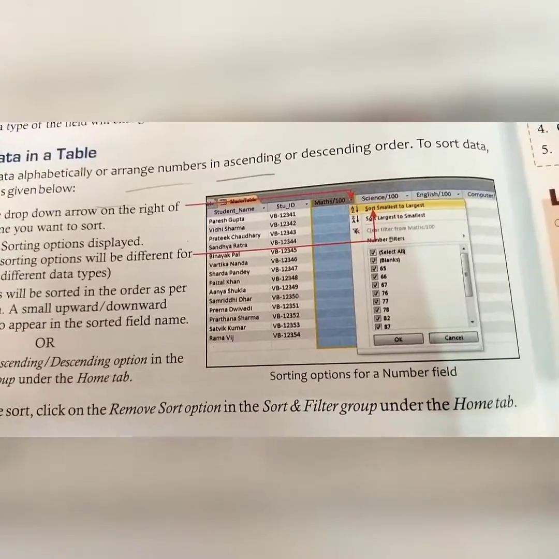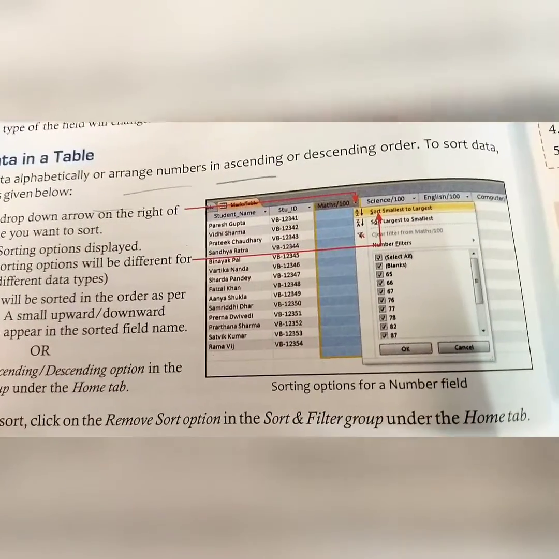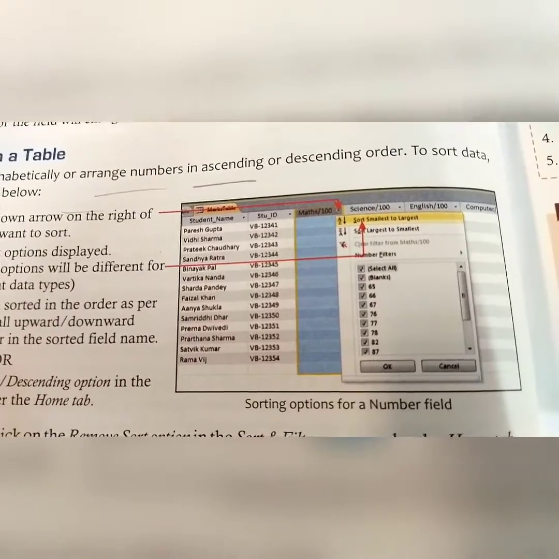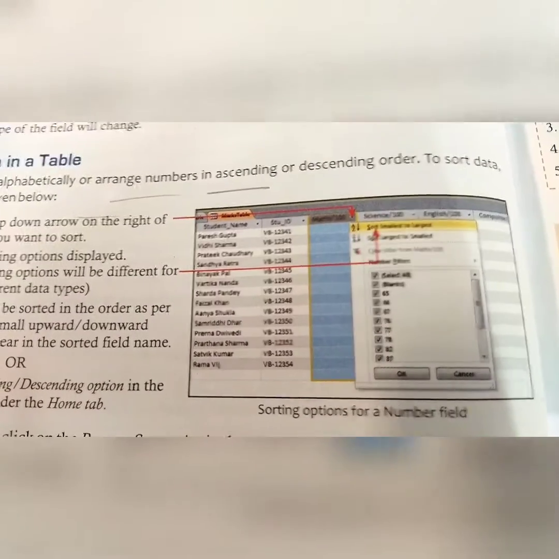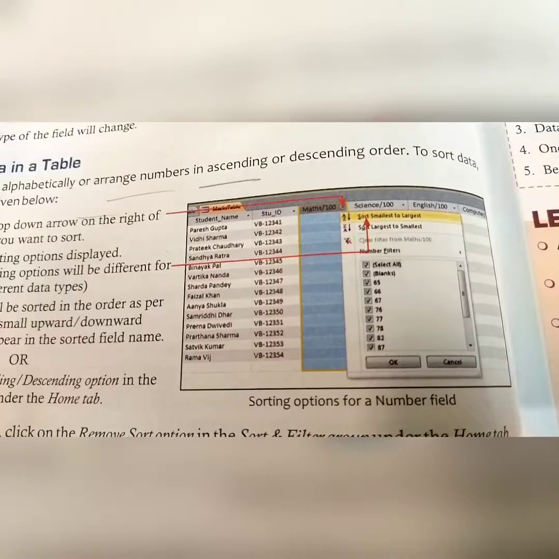Look at this table, the sorting option for a number field. So like this you can sort smallest to largest and largest to smallest. Finally click the OK button.